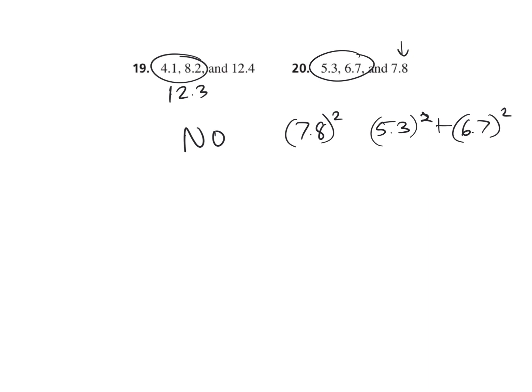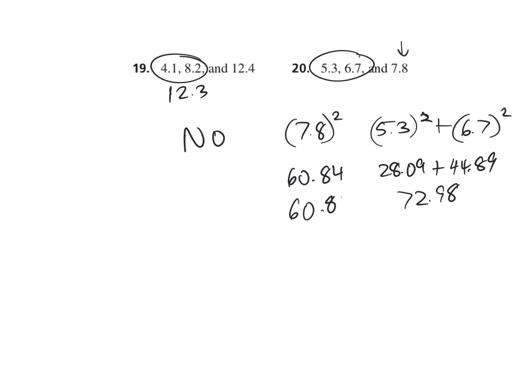7.8 squared is 60.84. 5.3 squared is 28.09. And 6.7 squared is 44.89. All right, so 28.09, excuse me, plus the 44.89 is 72.98. So c squared is less than your a squared plus b squared. So this is an acute triangle.